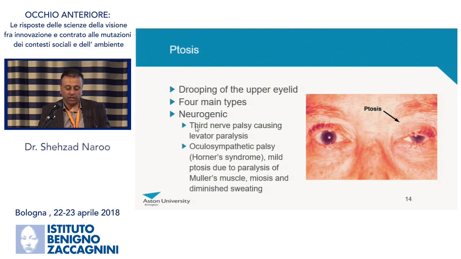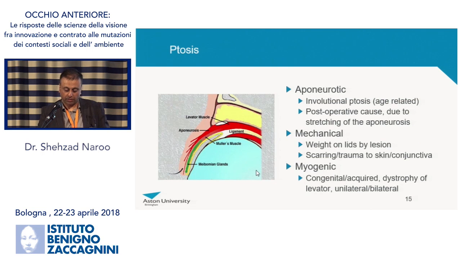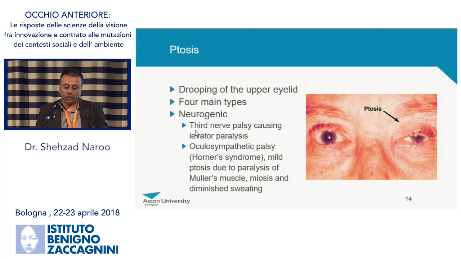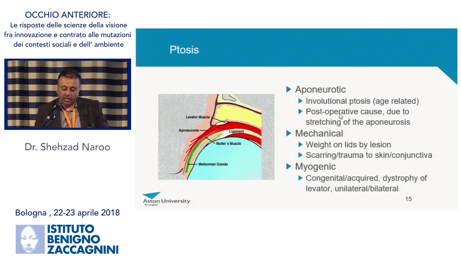So usually there's some third nerve palsy type involvement, so there's some paralysis of the levator muscle. So one of the types is what we call neurogenic. So this is affecting the nerve. The aponeurotic, which is this large muscle here. The myogenic, which is dystrophy of the levator, and a mechanical one. The mechanical one is linked to surgery or scarring or some other, maybe trachoma or something like this.